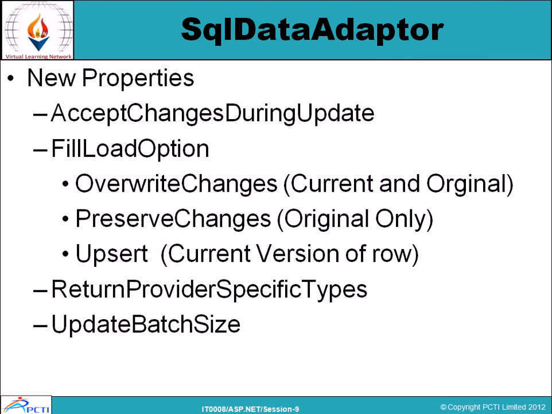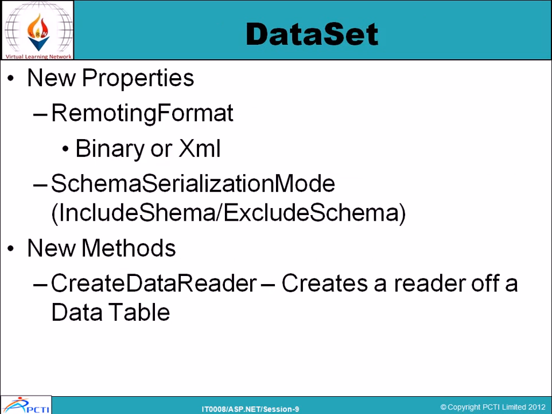Another class is SqlDataAdapter. New properties include AcceptChangesDuringUpdate and FillLoadOption. They include the OverwriteChanges function, which takes the current and original parameters. PreserveChanges is another member function which takes only the original data. AssertCurrent takes the current version of the row. ReturnProviderSpecificTypes means the SqlDataAdapter basically returns the specific data types. It updates the batch size also.